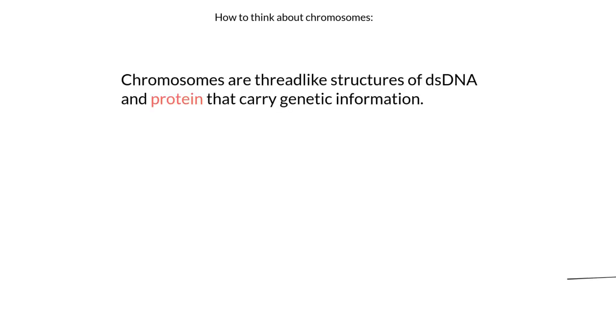Let's take a moment to think about what chromosomes are and organize the way that we think about them in biology courses. Chromosomes are thread-like structures of double-stranded DNA and protein. You see that I'm highlighting protein in red there. That's an often forgotten component of chromosomes that work together to store genetic information.